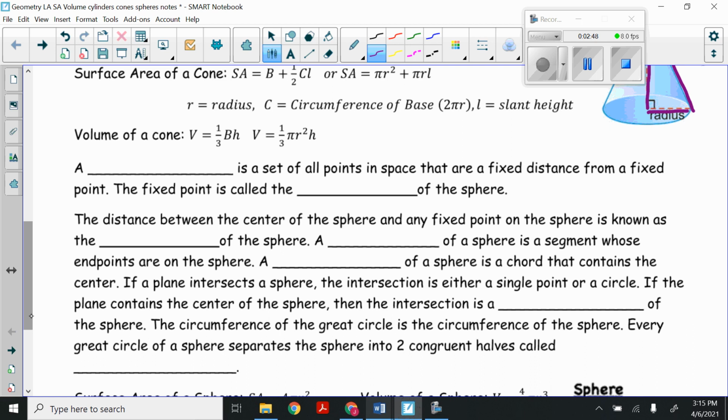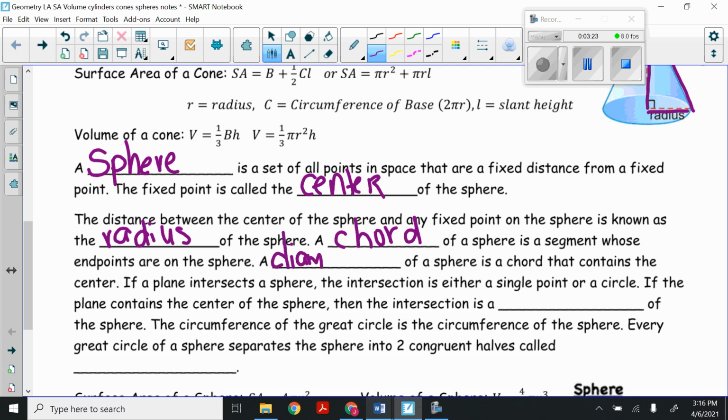Now we're going to talk about a sphere. A sphere is a set of all points in space that are a fixed distance from a fixed point. That fixed point is called the center of the sphere. The distance between the center of the sphere and any point on the sphere is known as the radius of the sphere. A chord of a sphere is a segment whose endpoints are on the sphere. The diameter of a sphere is a chord that contains the center.